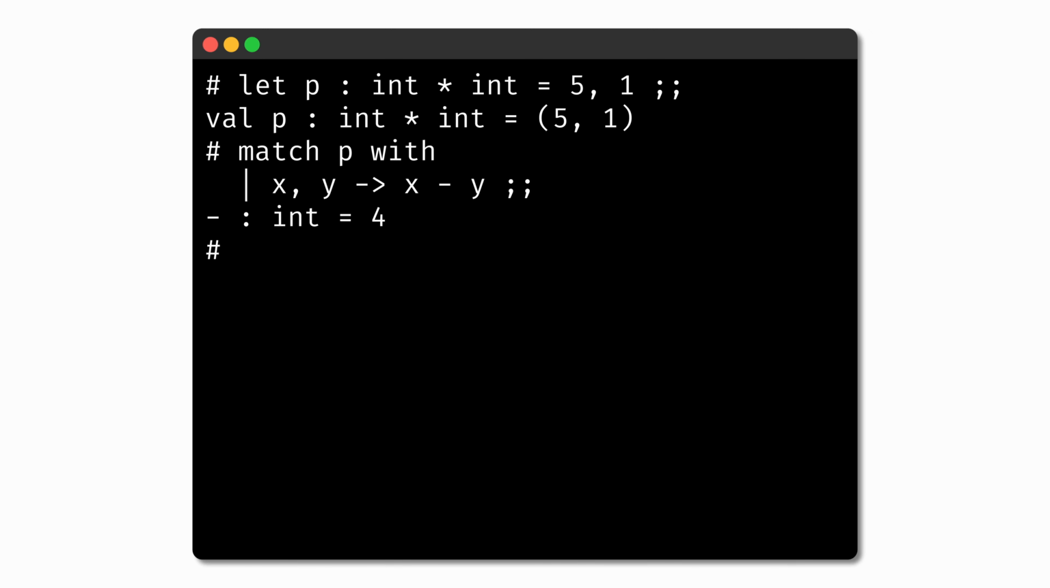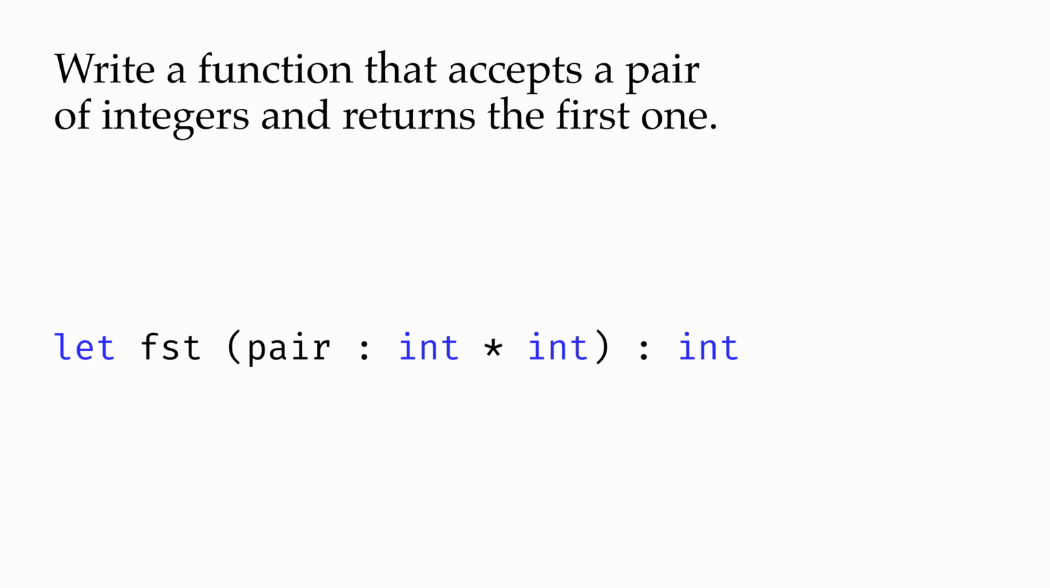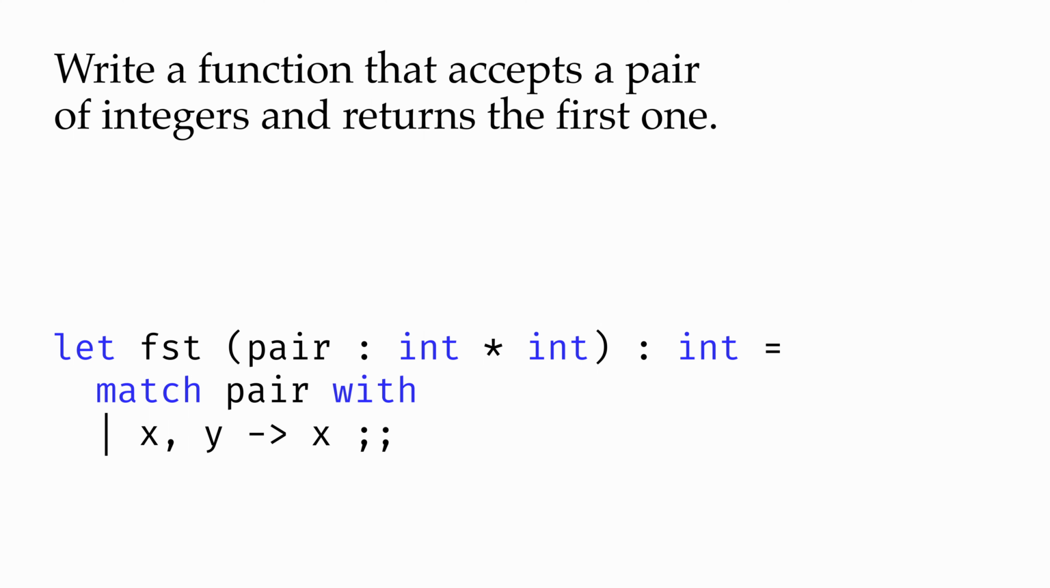Using this new pattern matching technique, let's try defining a function that takes a pair of integers and returns just the first one, something we might use if we only care about the x value in an xy coordinate pair. We would define the function as taking an int cross int argument, a pair of two integers. Since we want to return just the first integer, its return type will be int. Now we can match the pair against the pattern x, y to decompose the tuple into its two parts, and then return just the first value in the pair.